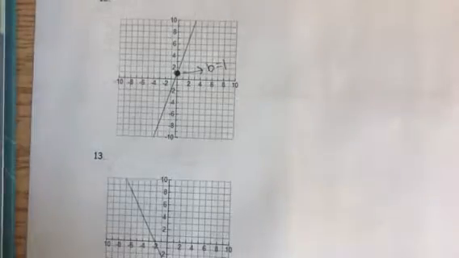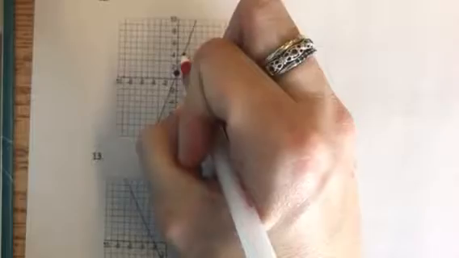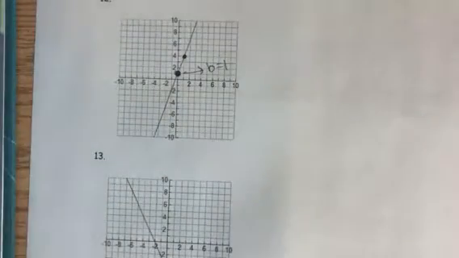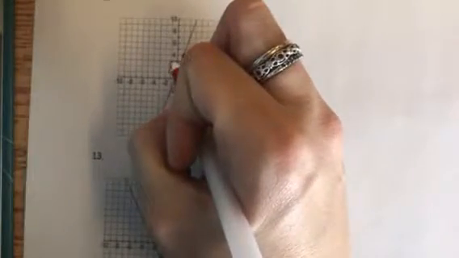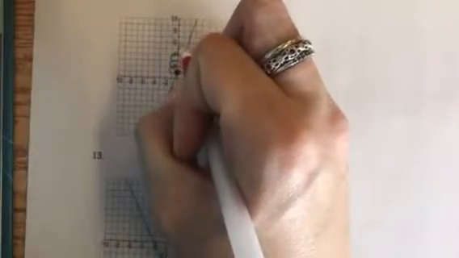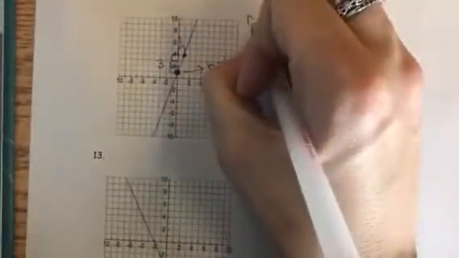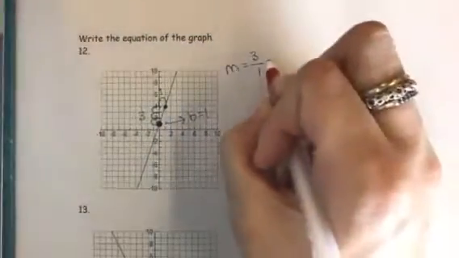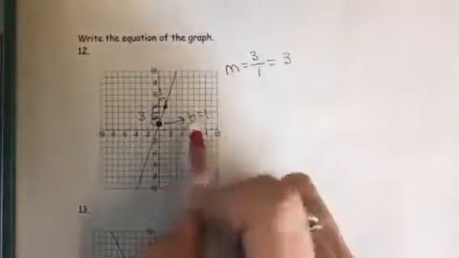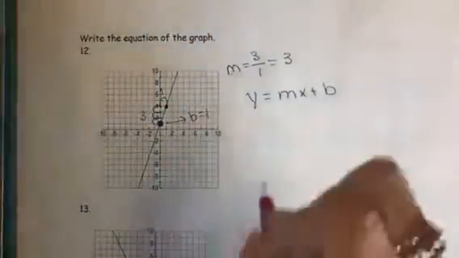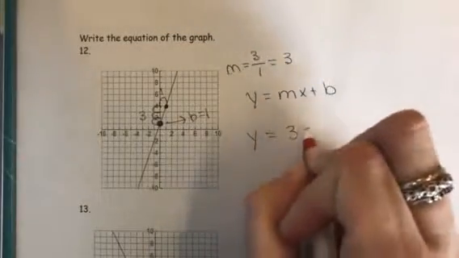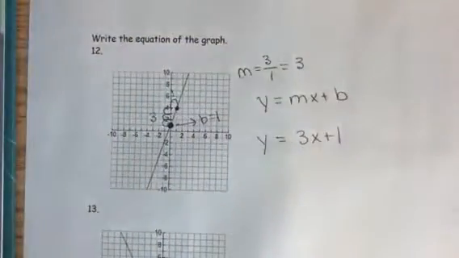Okay, then we're going to look for another good point. So there's another good point at 1,4. So we need to find the slope. To find the slope, we're going to count rise. So we go up 1, 2, 3, and we go over 1. So that gives us an m of 3 over 1, which would be the same thing as 3. So we have an m, we have a b, so we can plug into y equals mx plus b form. So this has an equation of y equals 3x plus 1.